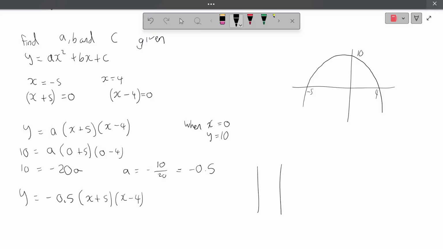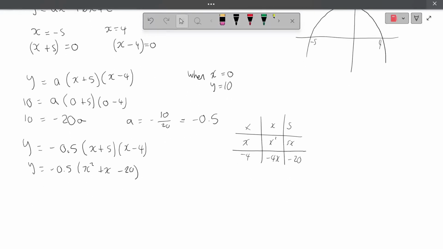We then expand out that bracket, x and 5, x minus 4. That gets you x squared, a 5x, a minus 4x, and a minus 20. So we have y is minus 0.5, or minus a half, of x squared, 5 minus 4 is 1, so plus x, minus 20. We're going to then multiply that by minus 0.5. So you get y is minus 0.5x squared minus 0.5x plus 10.